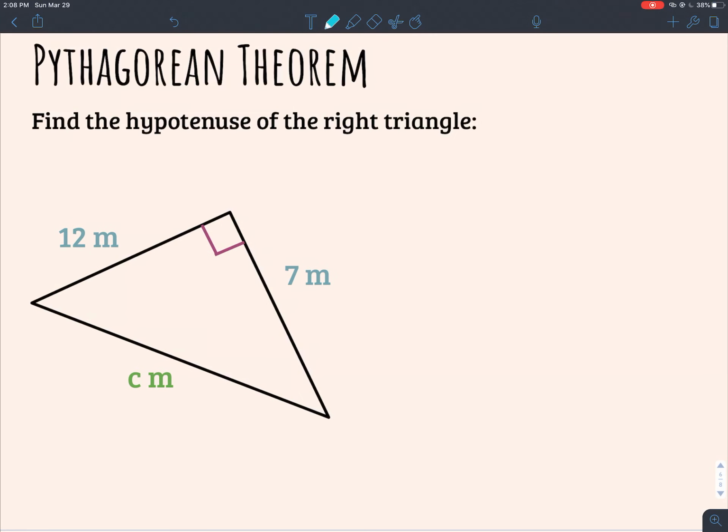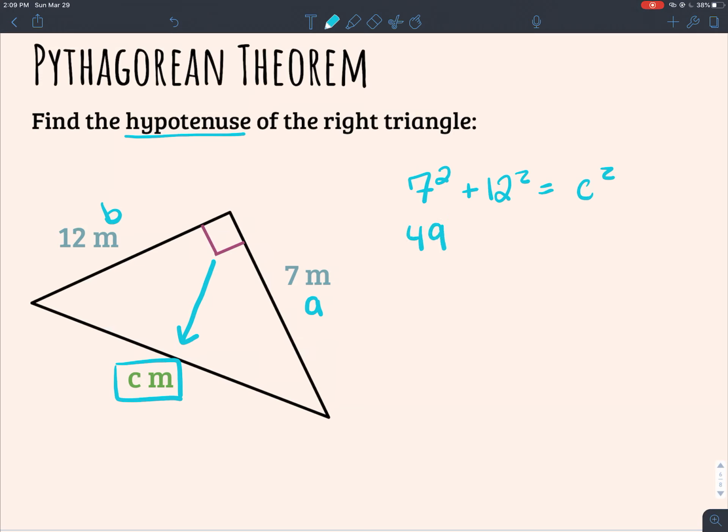So this one again, finding the hypotenuse. So notice in this one, slightly different diagram. Find your right angle. Straight across is your hypotenuse. So this is what we're solving for. So does it matter which number I make a and b? The answer to that is no. So I can make 7 a and 12 b. It doesn't really matter. So what our equation is going to be is 7 squared plus 12 squared is equal to c squared. 7 squared gives us 49.